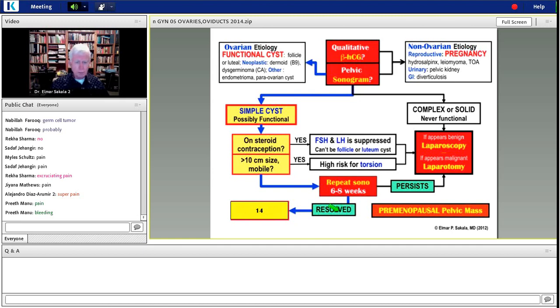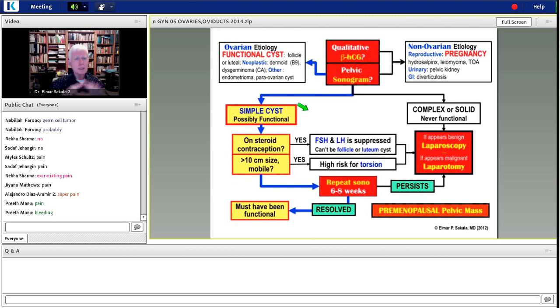If it is resolved, if it has gone away, we're done. And so we make an assumption that it must have been a functional mass. So that should take you through pretty well any premenopausal pelvic mass. The most common is going to be a simple cyst, a corpus luteum cyst, or a follicular cyst. And the management for that is just wait.